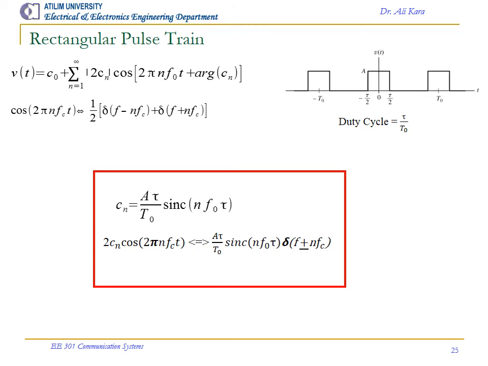Each term in the Fourier series, 2Cn cosine of 2 pi n fc t, has a Fourier transform, A tau over T0 times sinc of n f0 tau times Dirac delta of f plus or minus n fc. So each term in the time domain has 2 components in the frequency domain at positive and negative n fc.